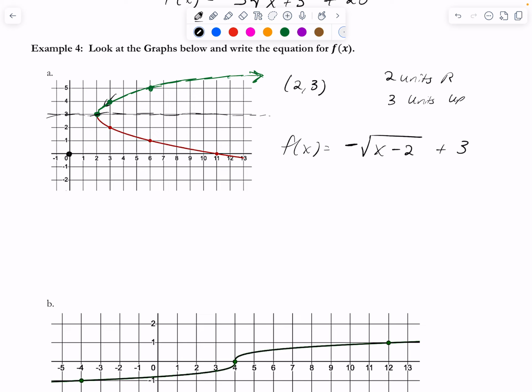What I'd recommend, if you think, oh man, I don't know if this is correct, what I do to check my work is I always just pick points. You'll notice we have these points here that we can plug in. So if I plug in 11, I'm hoping to get 0. So let's try 11.